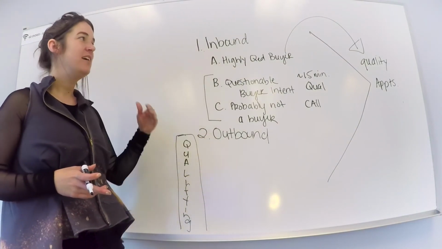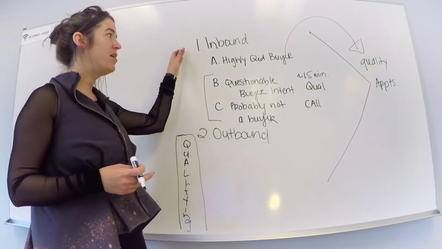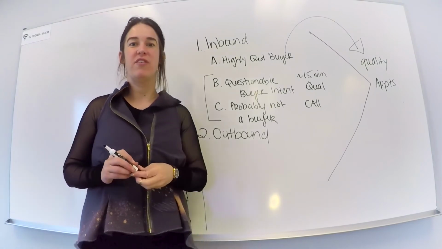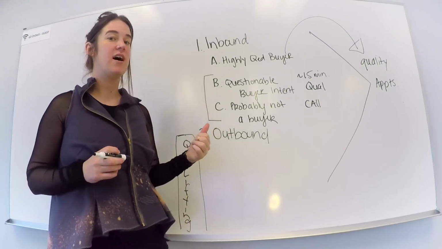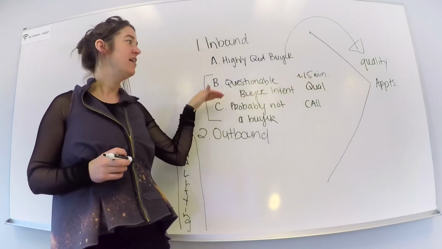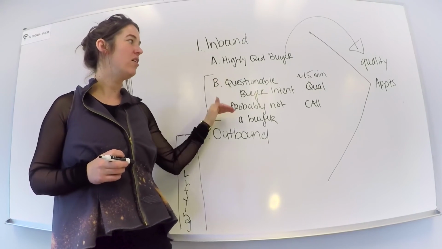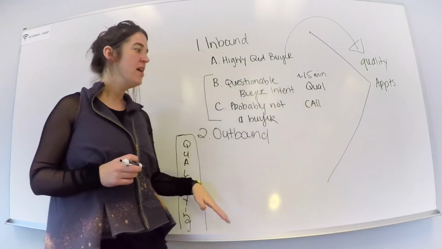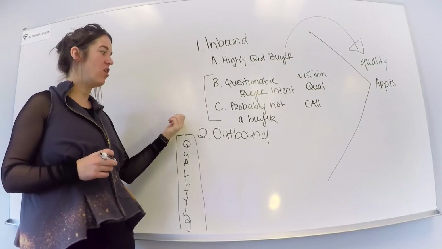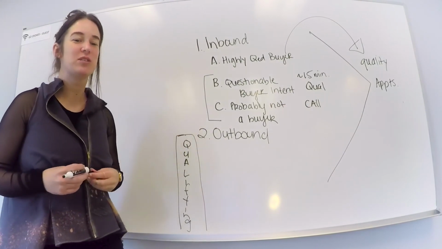So in review, the two qualification processes: for inbound, if it's a highly qualified buyer and you figure that out either through data enrichment or SDR research, I would get them straight into an appointment with an AE. If it's questionable buyer intent or they're probably not a buyer, I would jump on a qualifying call and route them accordingly. And on outbound, I would answer all of my qualifying criteria before I even start to do outreach to them. So hope this was helpful.